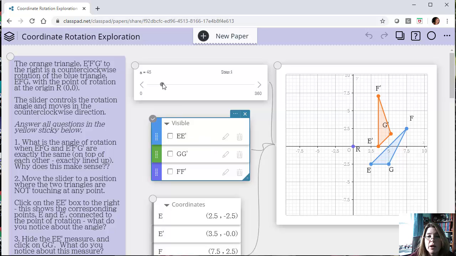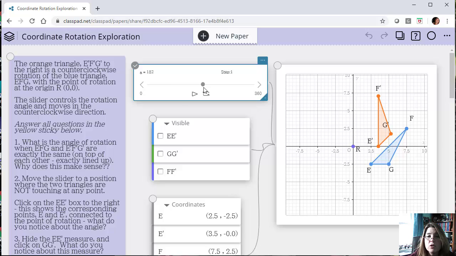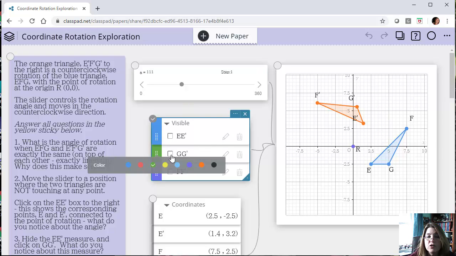Let's actually make this a bigger angle up here. There's lots of playing around. Let's make it like that. Now if I look at the angles, it's a little easier to see just because it's a larger angle, but this angle, 111, matches my angle of rotation. If all I were given were these two shapes, I can connect corresponding points to my point of rotation and find the angle. That's what we're trying to help them discover there.